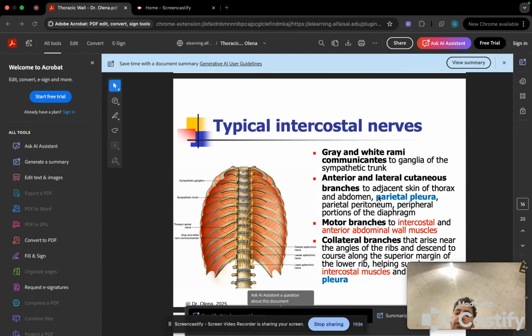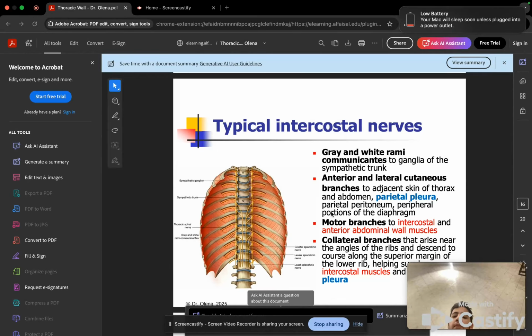So it's basically the branches that go anteriorly in your skin and posteriorly into your back. And it also goes to, as I said, the skin of the thorax and abdomen, parietal pleura, parietal peritoneum, all the skin that is just on the surface. And then you have motor branches, because the cutaneous branches are most of the time sensory. You'll have motor branches for the muscles that you have.